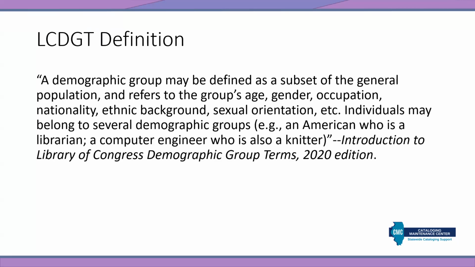So the LCDGT definition is: a demographic group may be defined as a subset of the general population and refers to the group's age, gender, occupation, nationality, ethnic background, sexual orientation, etc. Individuals may belong to several demographic groups, such as an American who is a librarian, a computer engineer who is also a knitter. And that's taken from the Introduction to Library of Congress Demographic Group Terms, 2020 edition.